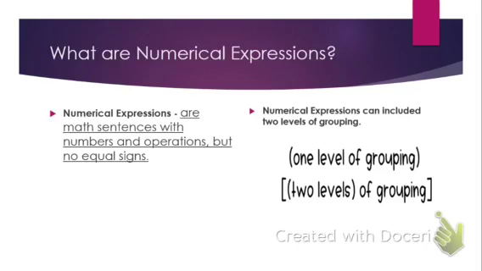What are numerical expressions? Numerical expressions are math sentences with numbers and operations but no equal signs. Numerical expressions can include 2 levels of grouping. One level of grouping will have parentheses around it. The 2 levels of grouping will have an inner set of parentheses surrounded by brackets.